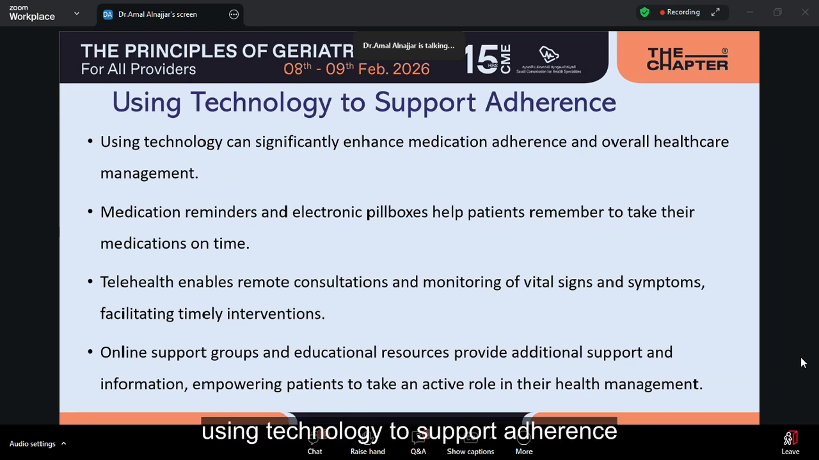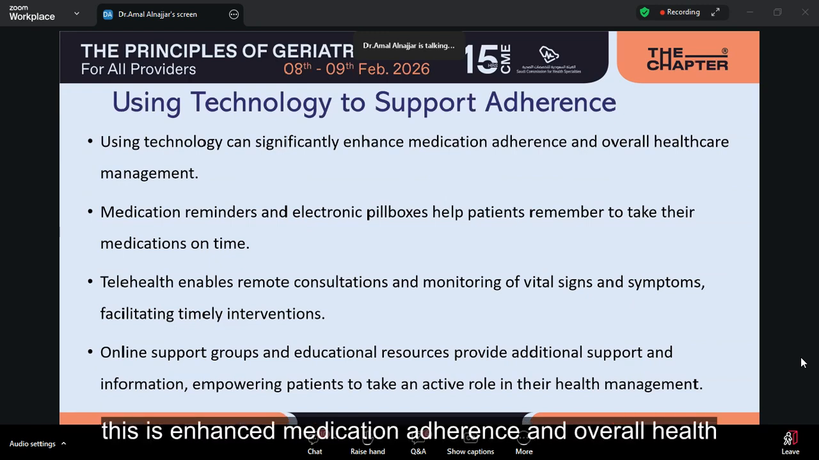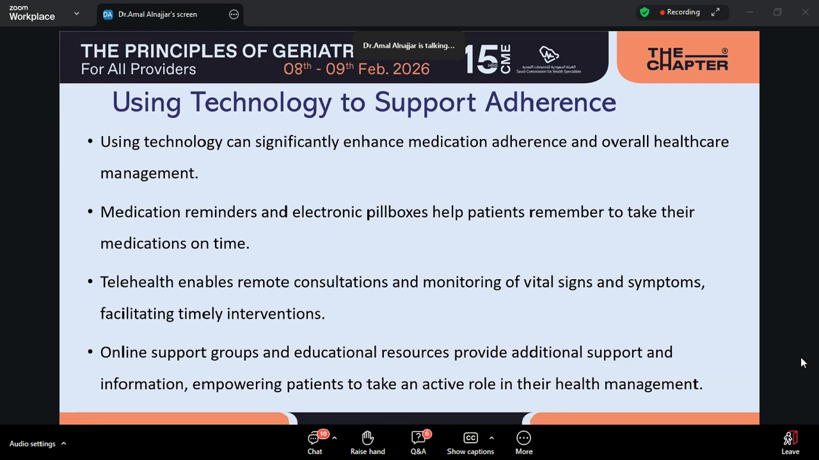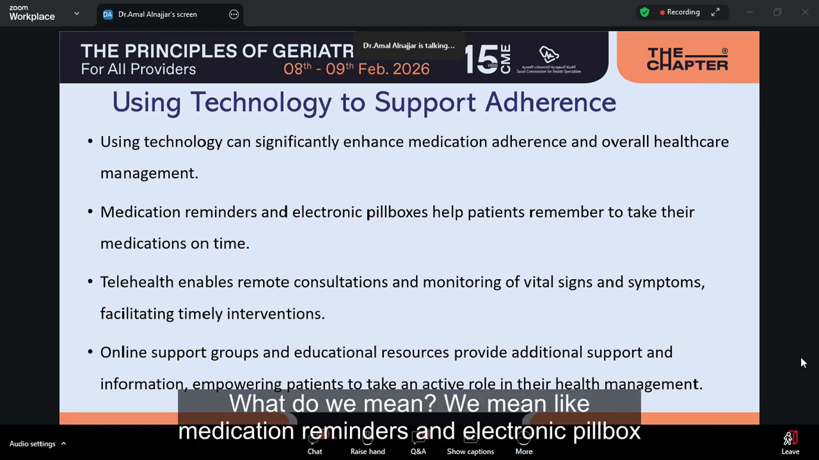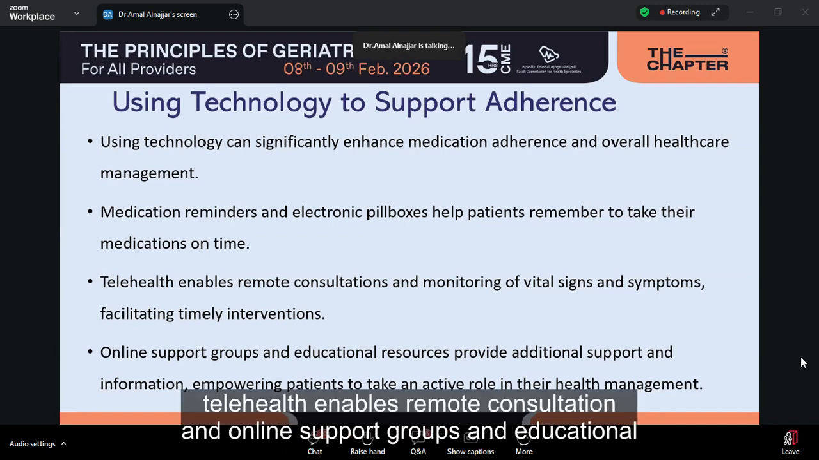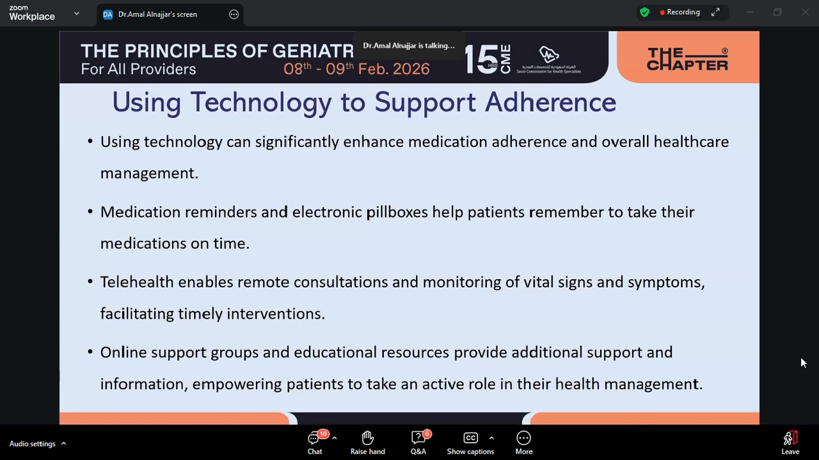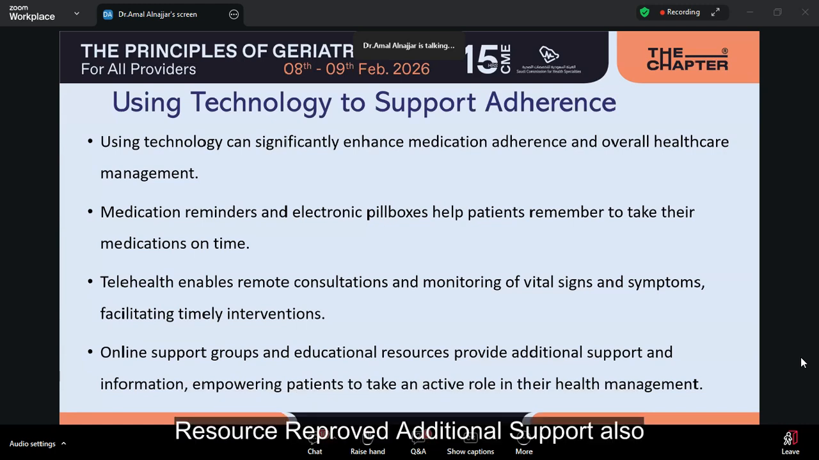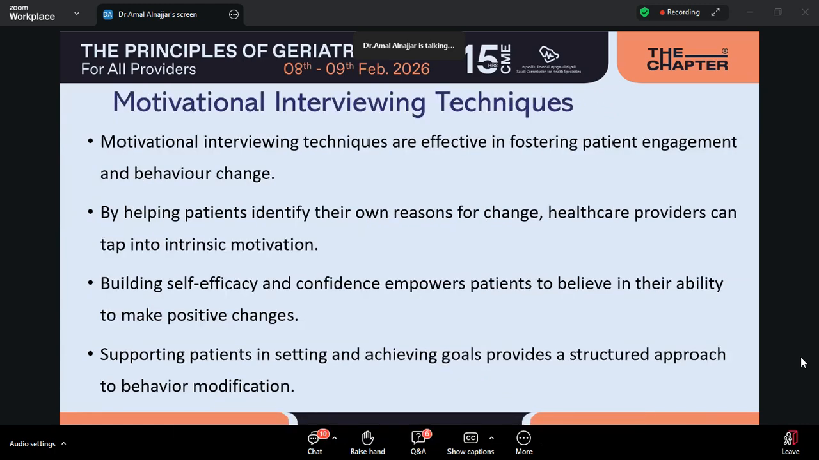Using technology to support adherence enhances medication adherence and overall health management. What do we mean? We mean things like medication reminders and electronic pill boxes that help the patient remember his medication. Telehealth enables remote consultation, and online support groups and educational resources provide additional support also.